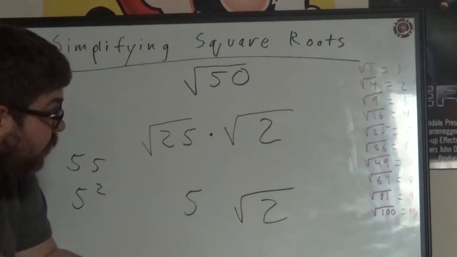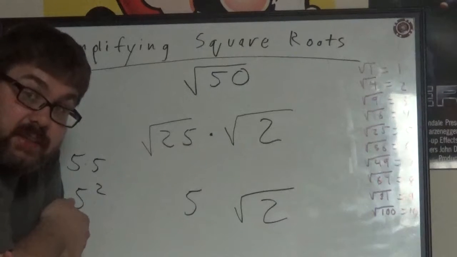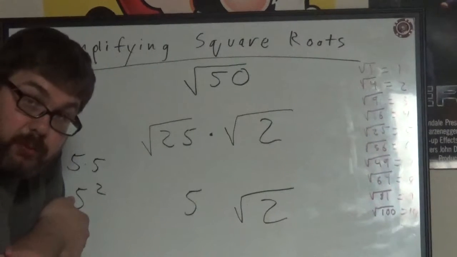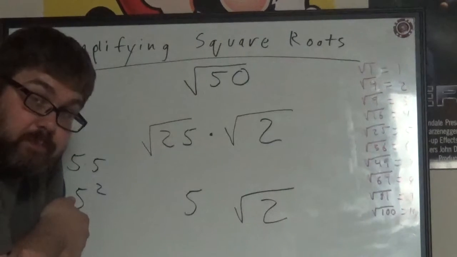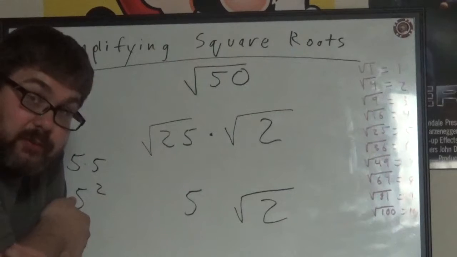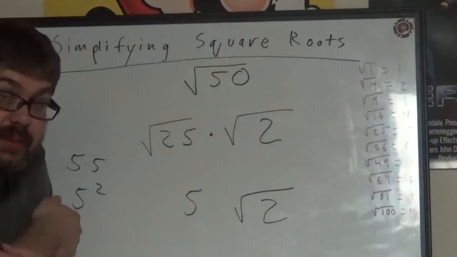So hopefully this is an easy way of simplifying a square root, at least when you only have numbers. We'll talk about next time when you add those dreaded variables in. It's not too bad. Thanks.